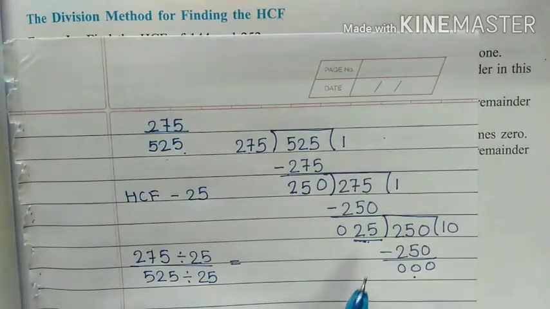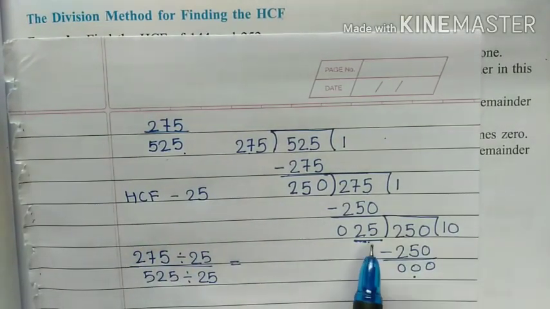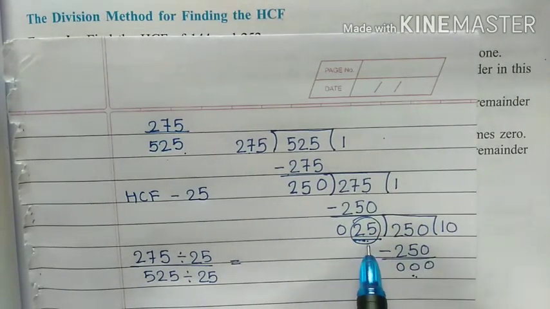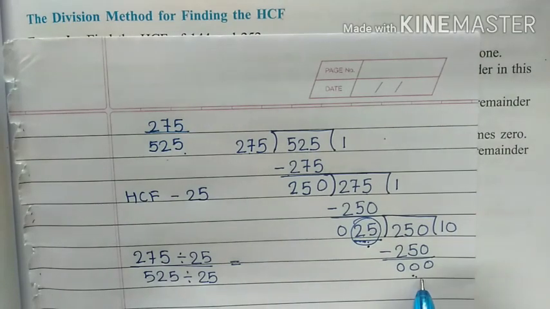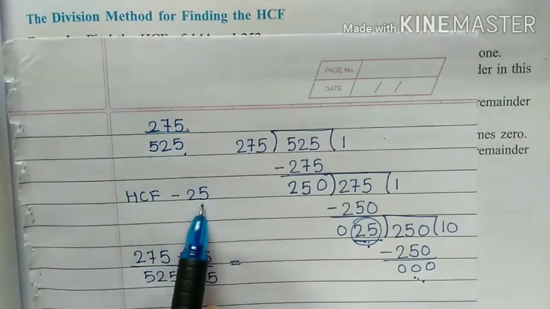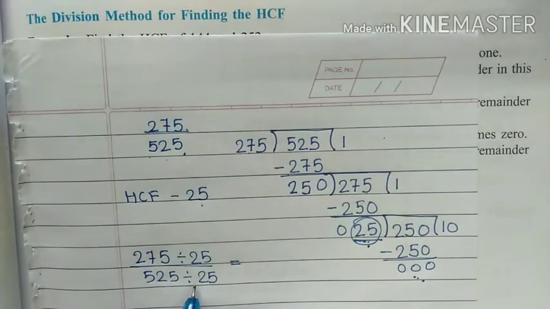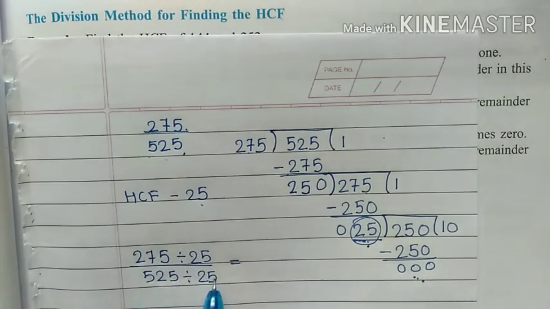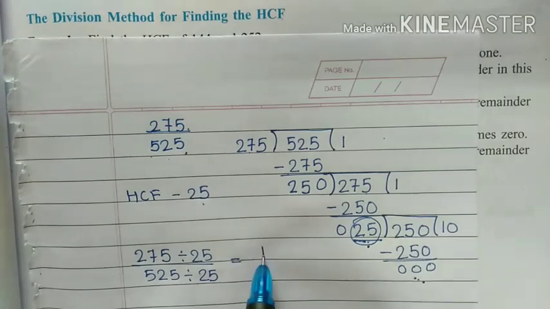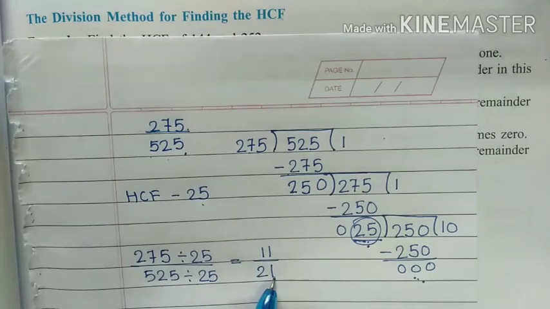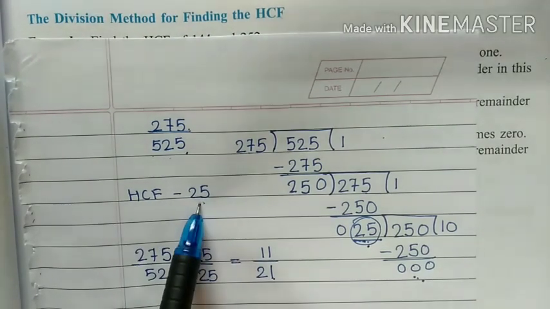The first question is to find the HCF. The divisor with which I got the remainder 0 is my HCF. With the help of 25 I got the remainder 0. So the HCF of 275 and 525 is 25. Second question, write in the simplest form. So I have to divide the numerator and denominator by 25. When I divided by 25, I got the answer 11 upon 21. So we converted to the simplest form and found the HCF. It's done.